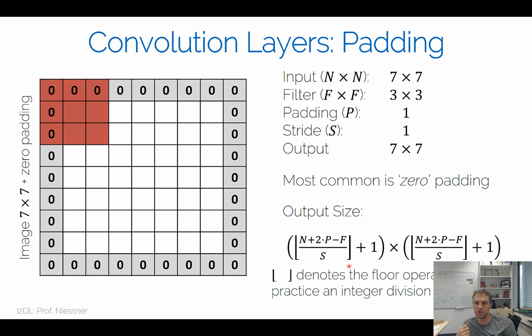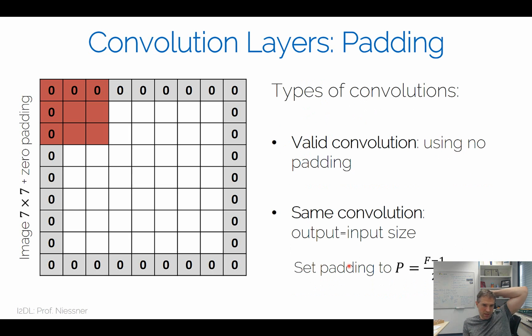So the padding allows you to maintain the current dimensionality of your data at this point, right? Of your input images, you don't necessarily want to change the dimensionality. And yeah, the padding allows you to keep it. Okay, so in this case, we keep the 7 by 7.